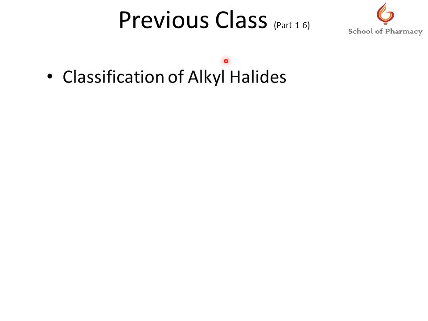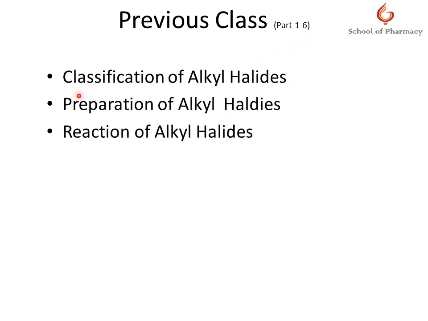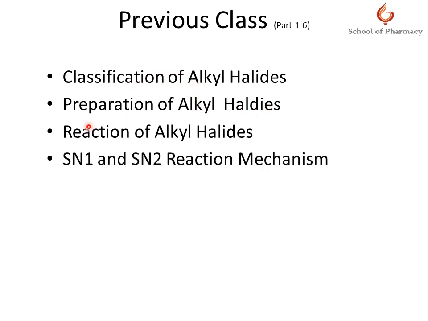In the previous class, from part 1 to 6, we have done the classification of alkyl halides, the preparation reactions for alkyl halides, the chemical reactions of alkyl halides and their physical properties. Then we understood substitution nucleophilic 1 and substitution nucleophilic 2 reactions with mechanism, and we have seen several examples of alkyl halides. Now, in continuation to that chapter, we are moving towards alcohols.